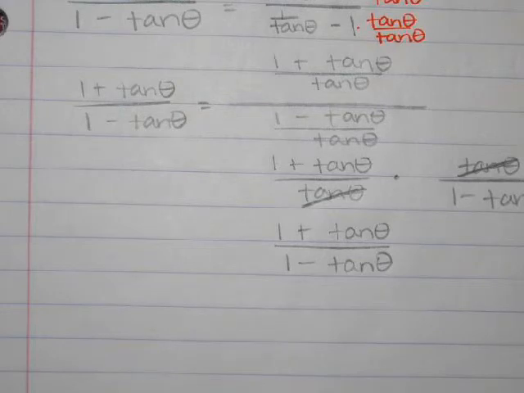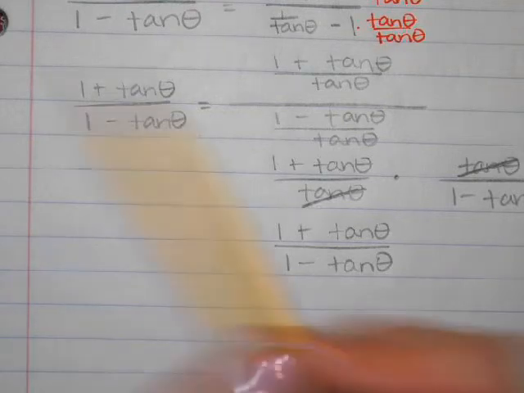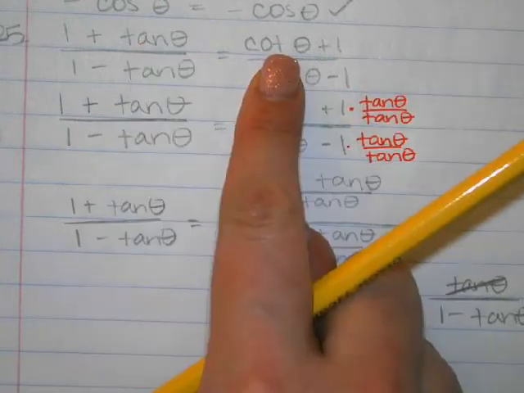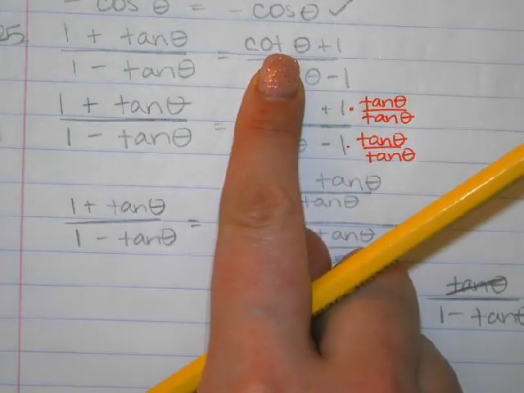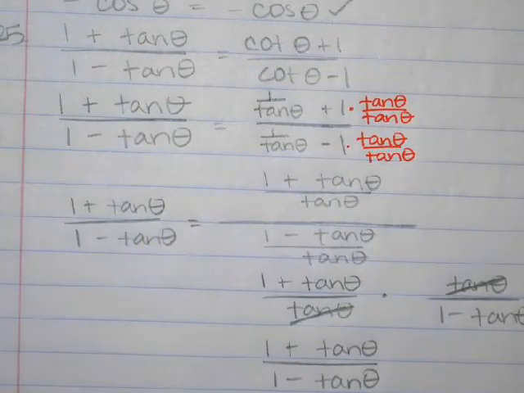For these ones, instead of turning everything into sine and cosine, you use the reciprocal for that function. Tan is the same as 1 over cotangent, and cotangent is the same as 1 over tangent, so you could do it either way.